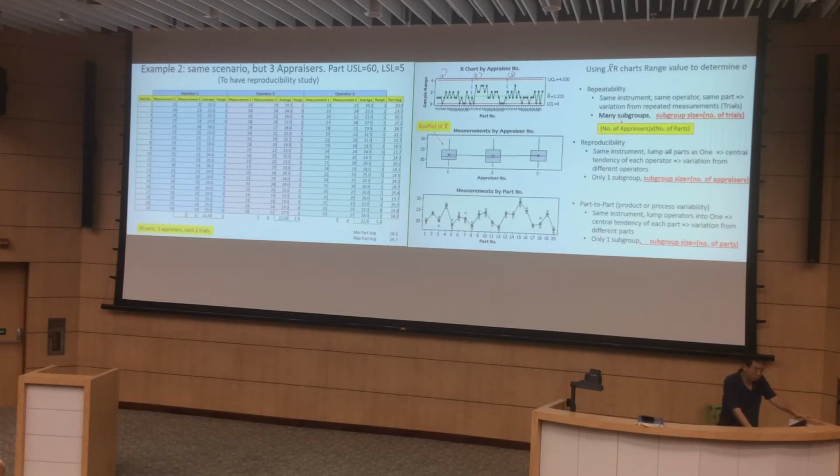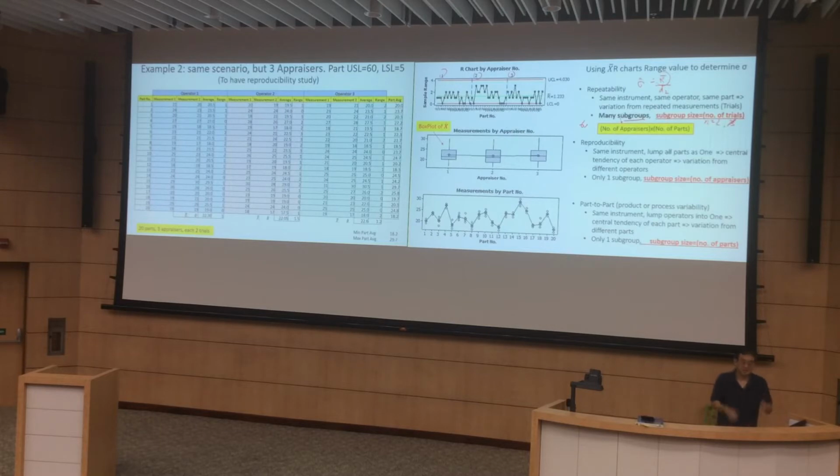In our example, it's 2 trials, so n equal to 2. Sometimes people use 3, but here we have only 2. And we have many subgroup samples: 20 each, so we have 60 subgroups. So we get a solid sigma, we can get this thing here. The question is how we are going to get it later on.